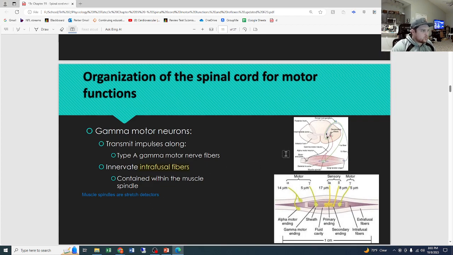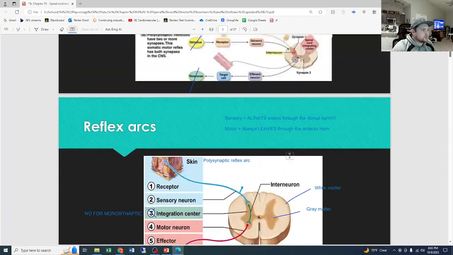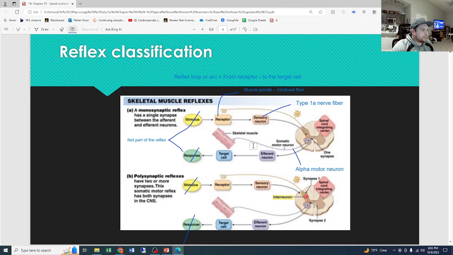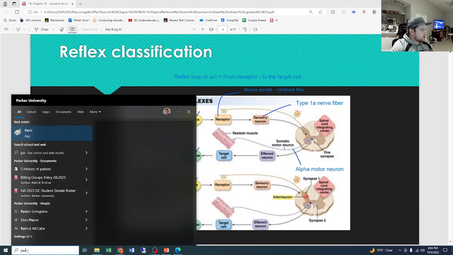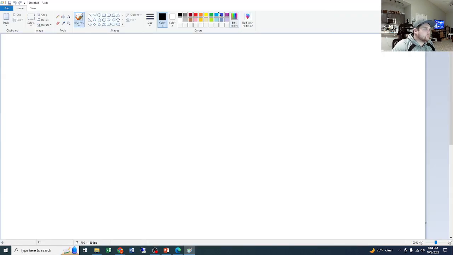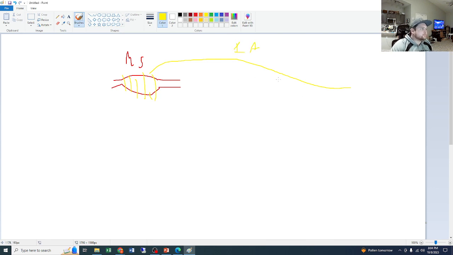Okay, so I'm actually going to go back up here for a sec to show you this picture. Let's actually draw our own. So right here, let's say we have our Golgi tendon organ. Not our Golgi tendon, sorry, our muscle spindle. This is our muscle spindle. The muscle spindle has wrapped around it this nerve. What's this nerve? This is our type 1A muscle spindle afferent.